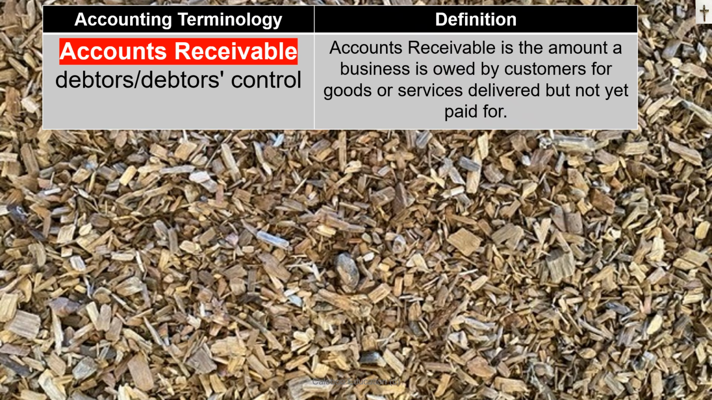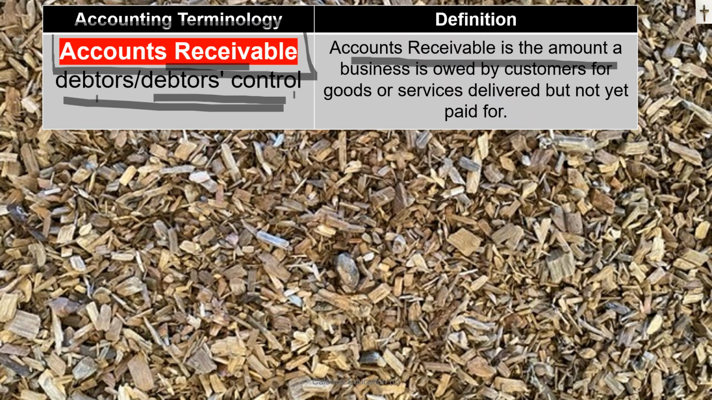Accounts receivable. Now if we sell on credit, so people or institutions have an account with us, it's called accounts receivable or debtors control. Someone that we sell to on credit is called a debtor, and this accounts receivable is the account name that your textbook will use. Some textbooks will use debtors control.